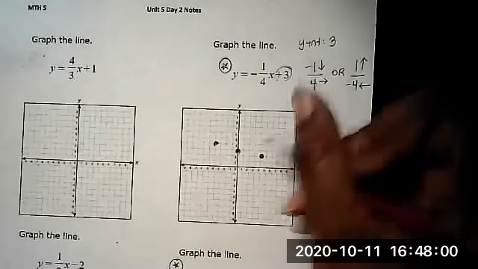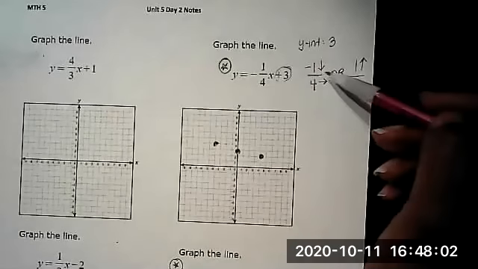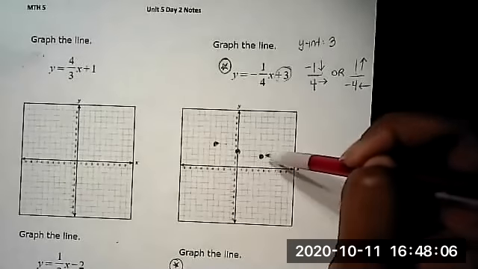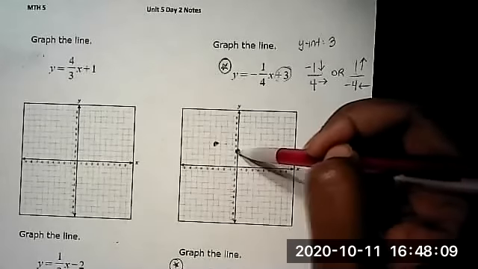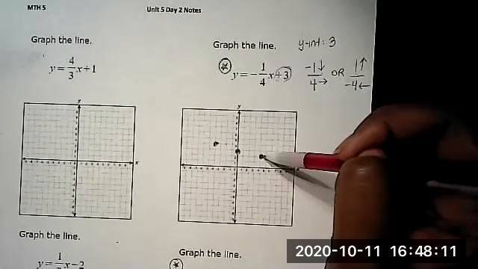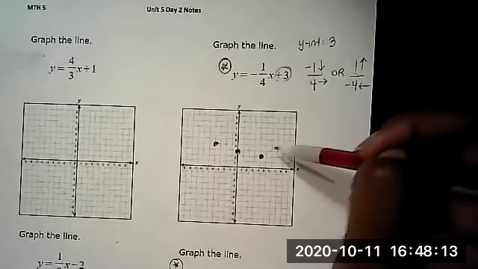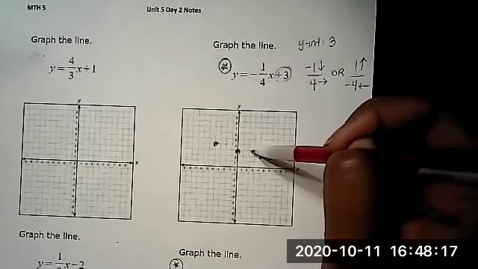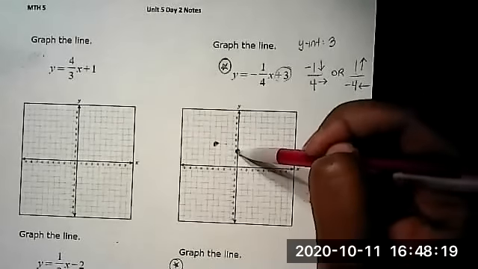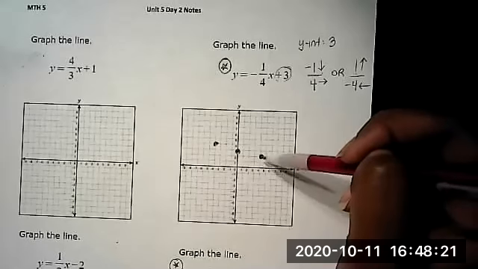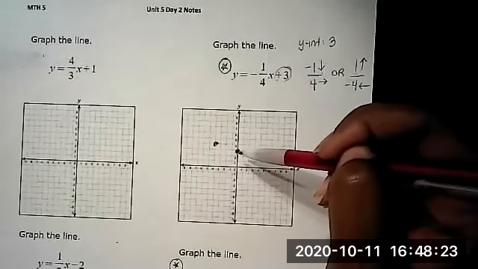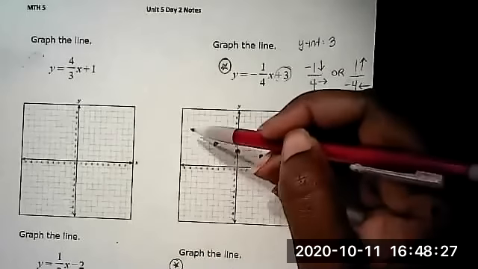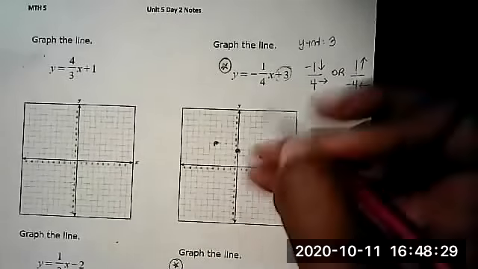Now, what if I started, instead of starting at my y-intercept, I accidentally started here and used this slope? And I went up 1, right 4, left 4. And I got right back to this point. So see, if you do accidentally use the other slope there, it'll get you back to your y-intercept. And then you can just keep going, keep going, keep going. Okay.